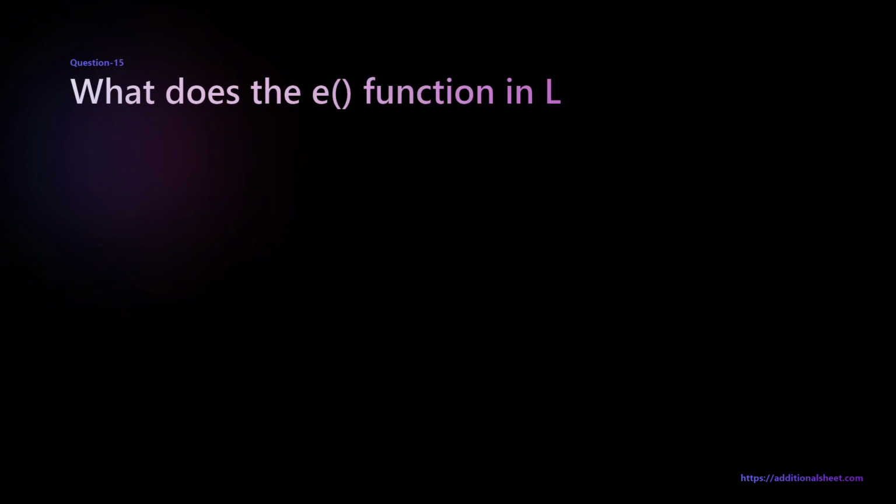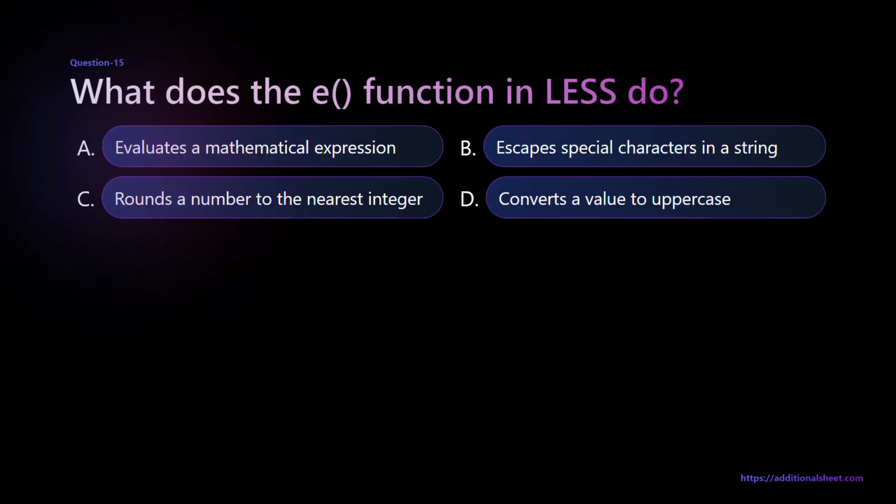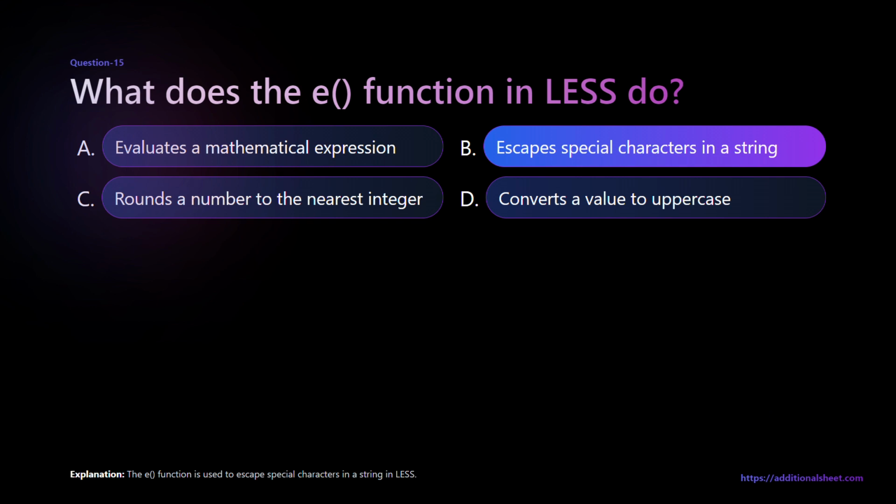What does the e function in LESS do? Option A, evaluates a mathematical expression. Option B, escapes special characters in a string. Option C, rounds a number to the nearest integer. Option D, converts a value to uppercase. The correct answer is option B, escapes special characters in a string.